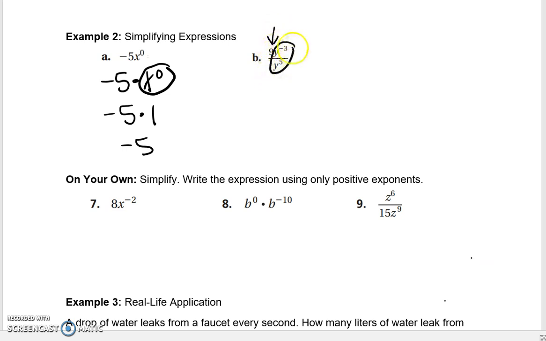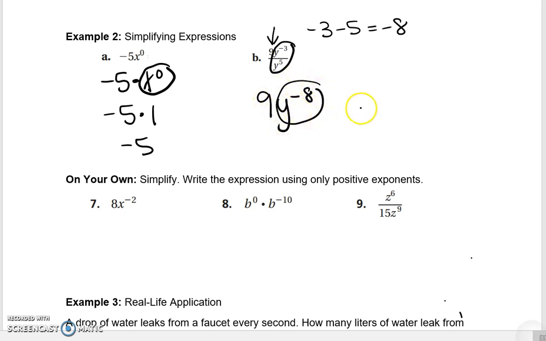Letter B, all I'm introducing is this 9 right here. Ignore that till the end. Worry about these y's first. So you have 9y to the negative 3rd over y to the 5th. Negative 3 minus negative 5. Oh, sorry. That's not a negative 5. That's a positive 5. So this is just negative 3 minus 5, which is negative 8. So you have 9y to the negative 8. Now the 9's not negative, so that can stay up top, but you got to send this y to the negative 8 to the basement to make it positive. So this is 9 over y to the positive 8.